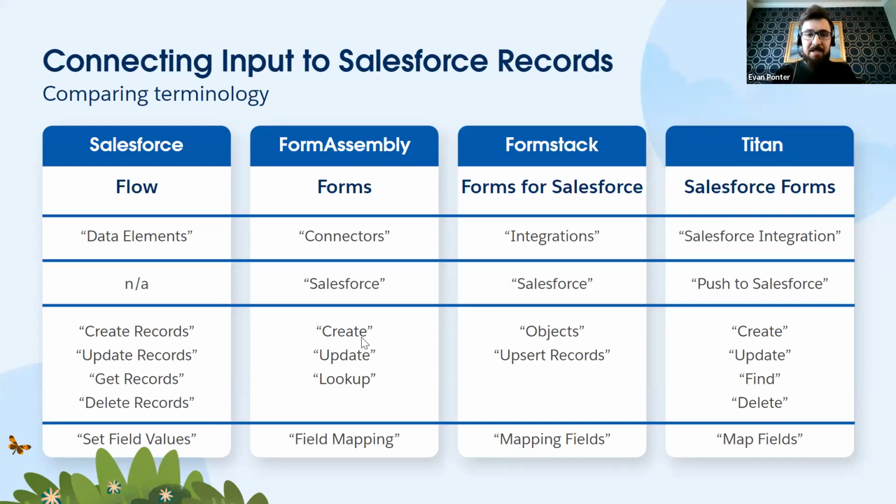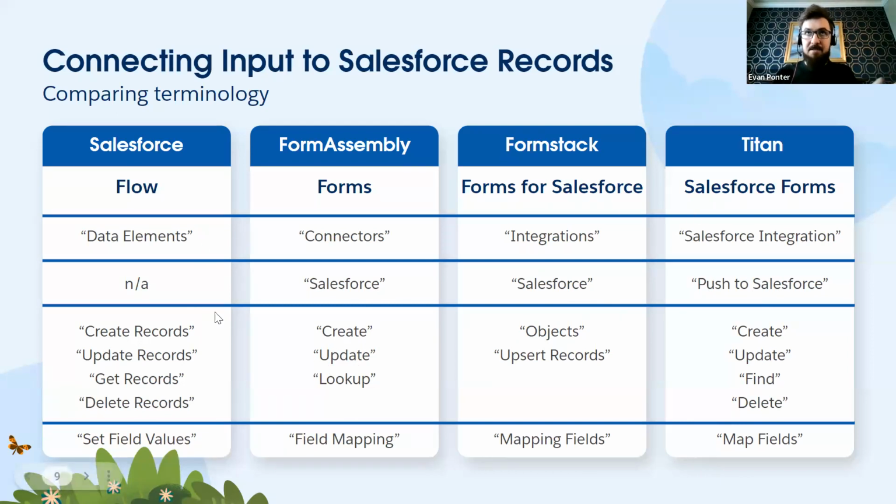The next thing we're going to do is we need to connect that data input to our Salesforce records. So again, these other third-party form tools use things that are called connectors or integrations. They have one of many integrations, where Salesforce is just one of them. And then they allow you to actually do an action, like create a record, update a record, look up a record, find a record, delete a record, all that wonderful stuff. The Salesforce elements, the equivalent for this is named very much the same thing: create records, update, get. Instead of doing a field mapping, which is a lot of what these other tools call it, we're simply setting field values for the records we want to interact with.